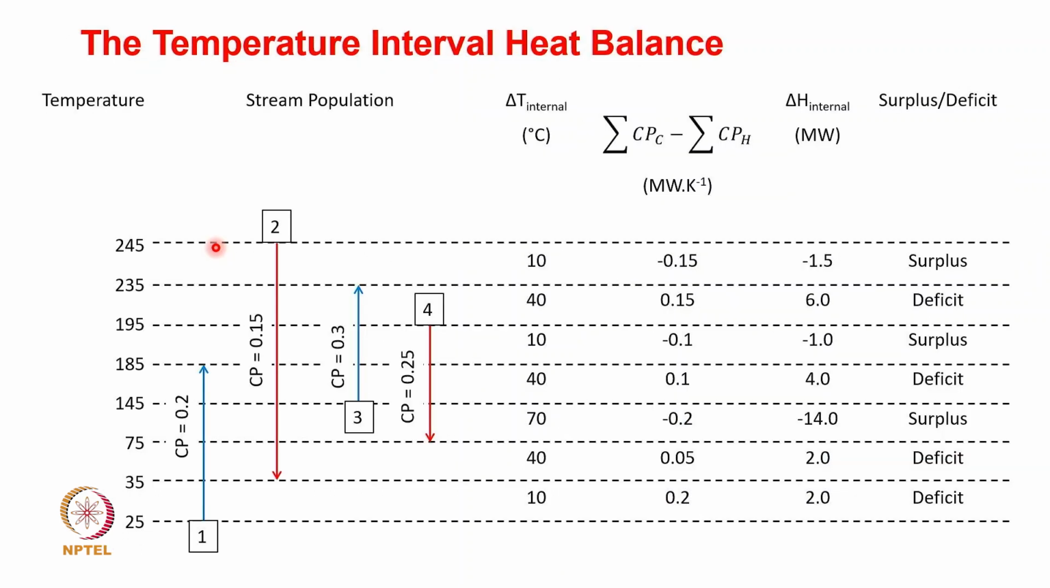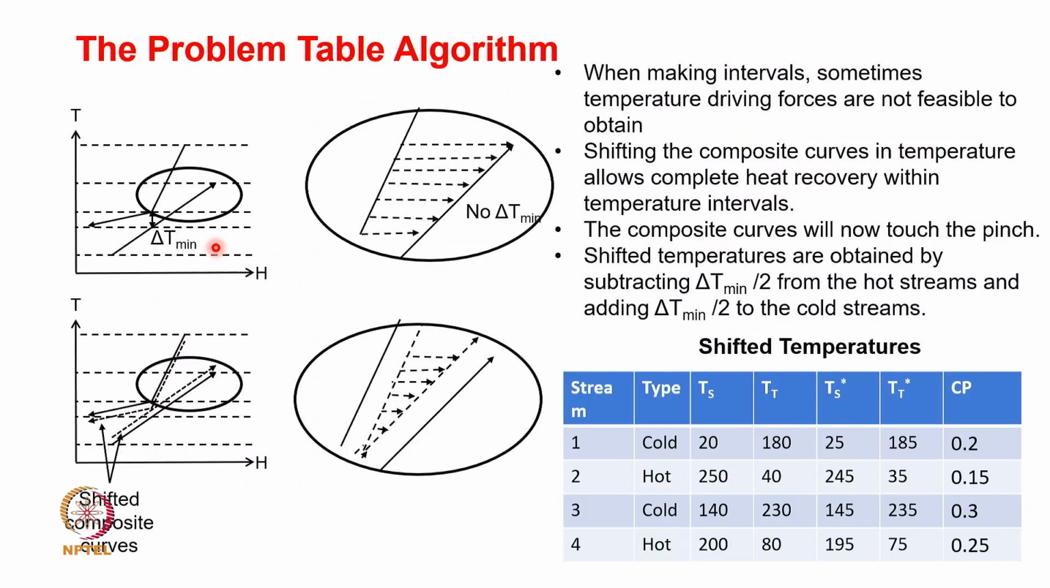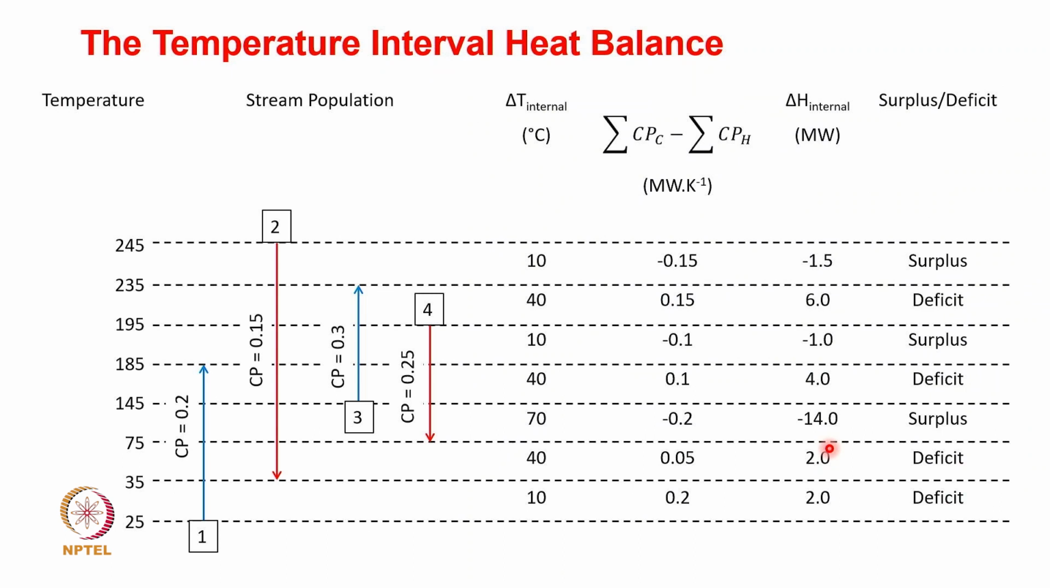Now what is the next step in the problem table algorithm? We have to make a table, and the table should contain all the temperatures of the shifted coordinates. So it should contain 25, 35, 75, and others. Let's go back and see that. You have here 25, 35, 75, 145, 185, 195, 235, and 245. These are the temperatures that you will capture in the problem table.